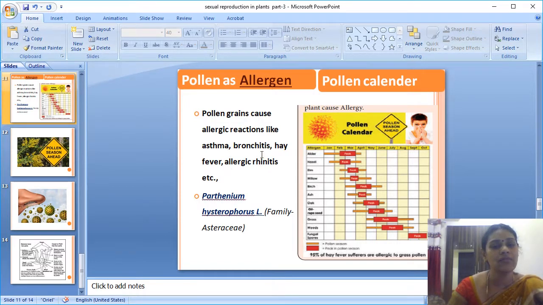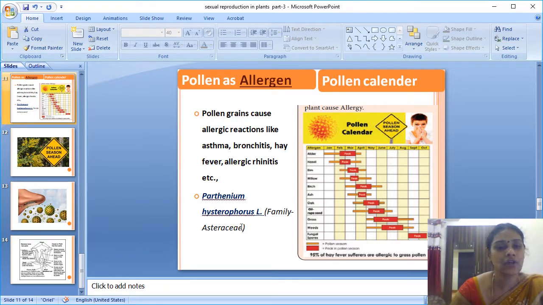Bronchitis means there is an infection in the bronchial part of the lungs, which you would have studied last year. Hay fever is caused by allergens, and it is sometimes confused with infection by bacteria. Allergic rhinitis is also one of the respiratory problems.